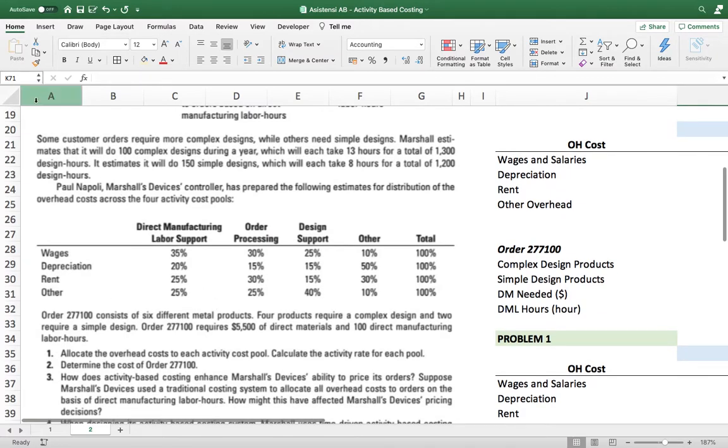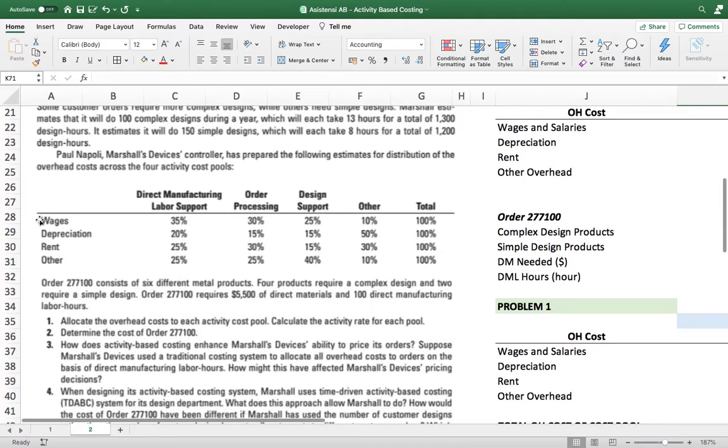Moving on, some customer orders require more complex designs, while others need simple designs. Marshall estimates that it will do 100 complex designs during a year, which will each take 13 hours for a total of 1,300 design hours. It estimates it will do 150 simple designs, which will take 8 hours for a total of 1,200 design hours. Paul Napoli, Marshall's Devices controller, has prepared the following estimates for distribution of the overhead costs across the 4 activity cost pools.